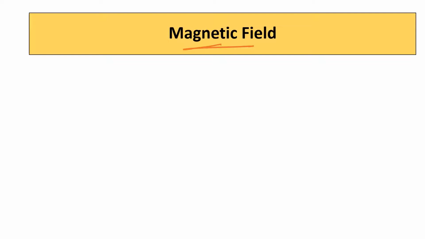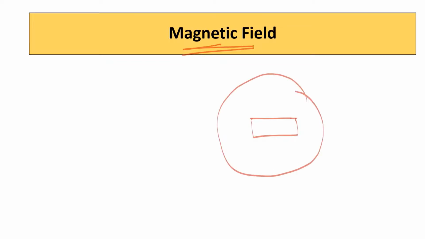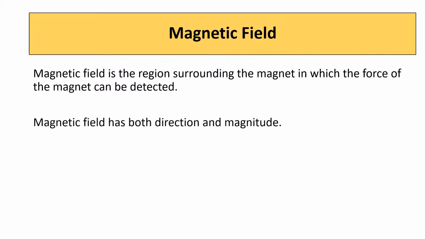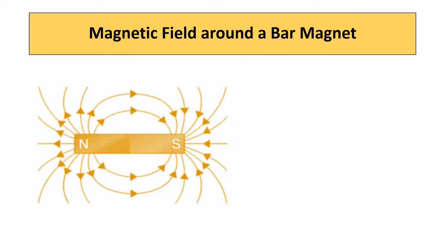What is magnetic field? Magnetic field is the region around a magnet where the magnetic force is felt. Suppose if this is a magnet, the region around that magnet where the magnetic force is experienced is called magnetic field. Magnetic field is the region surrounding the magnet in which the force of the magnet can be detected. It has both direction and magnitude. The magnetic field around the bar magnet is shown in the diagram. The field can be represented using the field lines.